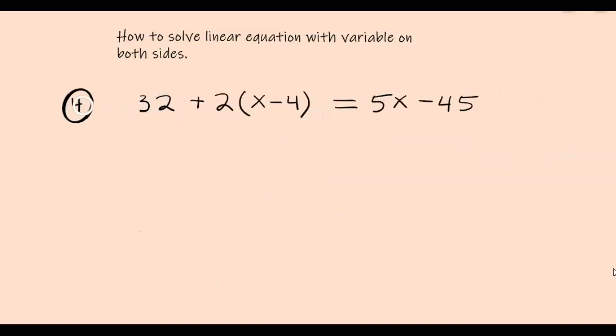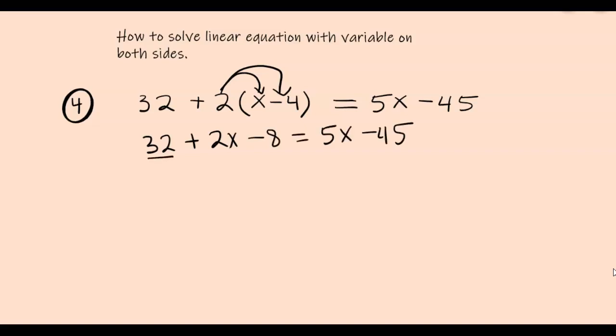Alright guys, let's look at our last question. Here there is a parenthesis or a bracket involved, so we need to expand or we need to distribute that. So let's do that first. That's the first thing that we have to do. So we are multiplying 2 by x, that will give us 2x. And then 2 by -4, that will give us -8.